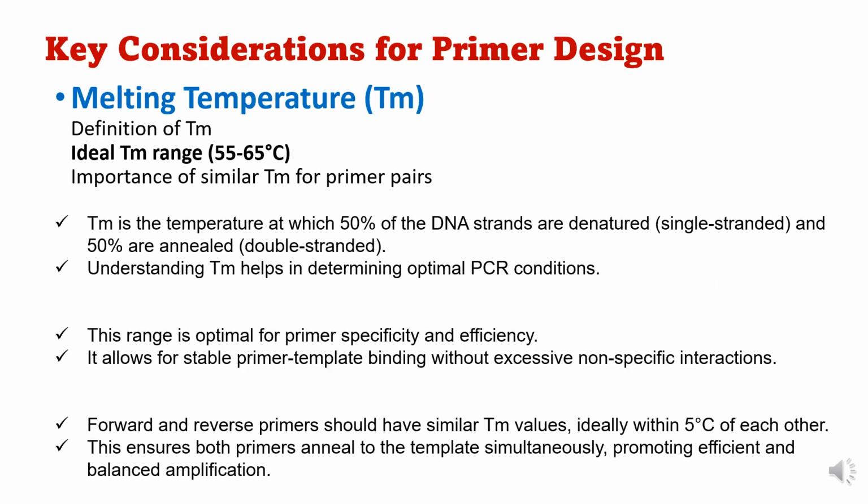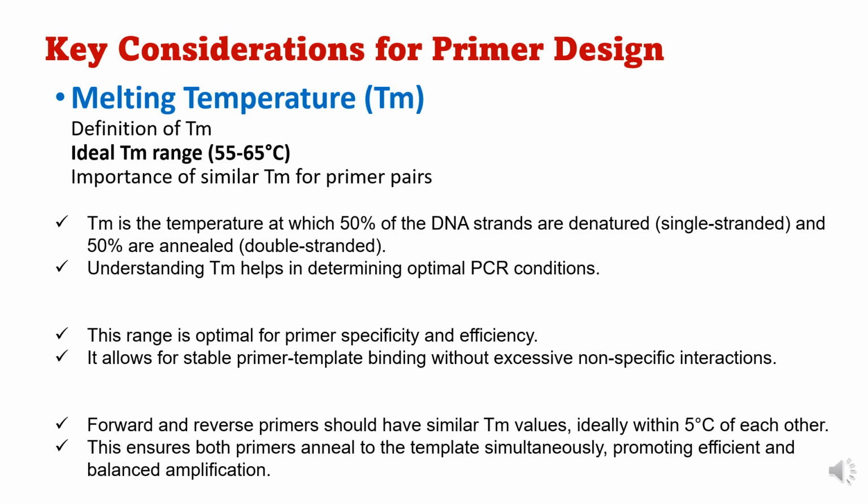Again, another important factor, that is melting temperature, is crucial in PCR for several important reasons. For example, the melting temperature is the temperature at which 50% of DNA strands are denatured, which means single strands are formed, and 50% are annealed, that is double strands are formed. Therefore, understanding the melting temperature helps in determining the optimal PCR conditions. The ideal temperature, as we discussed previously, is 55 to 60 degrees centigrade, and this is the range which is optimal for primer specificity and efficiency. And it allows for stable primer template binding without excessive non-specific interactions.